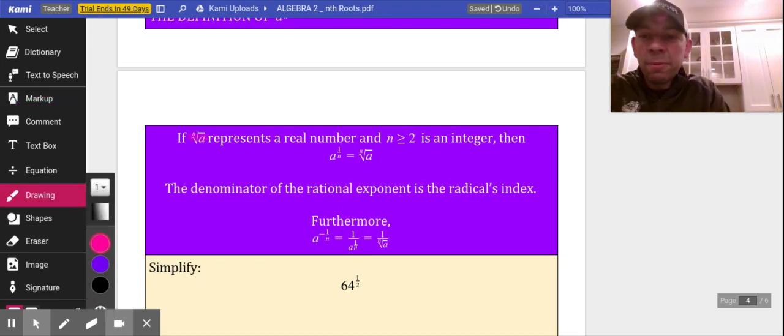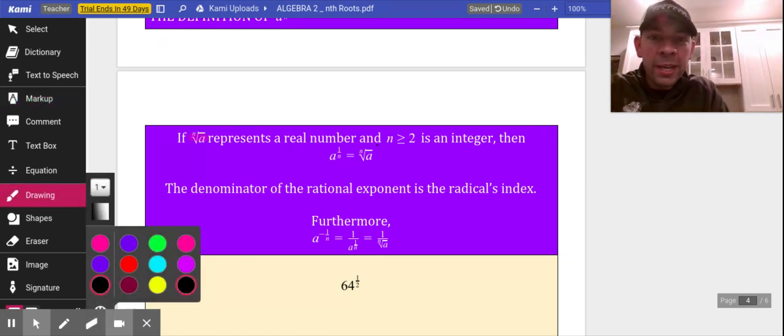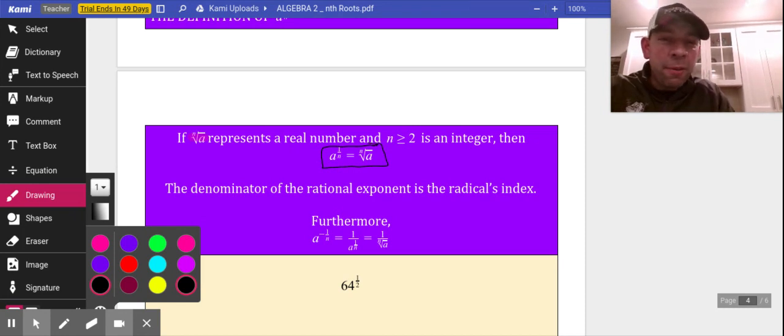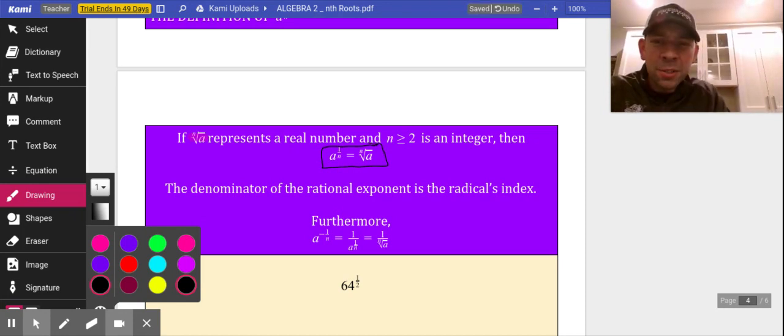And I think this is something we're pretty comfortable with already. A to the 1/nth is going to be the nth root of a. If you haven't seen that before, we're going to practice it. It's going to be okay. The denominator of the rational exponent becomes the radical's index. So those numbers are going to match up, and that's all you've got to look for. Then, of course, if that exponent's negative, we're just going to flip that expression to the denominator and then proceed as expected.